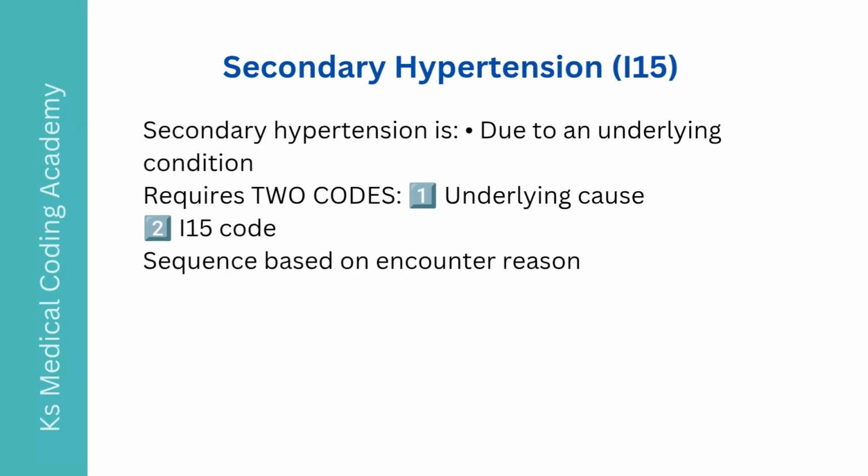Secondary hypertension, I15. Secondary hypertension is caused by an underlying condition. It always requires two codes. The underlying cause, and a code from category I15. Sequencing depends on why the patient is being seen.